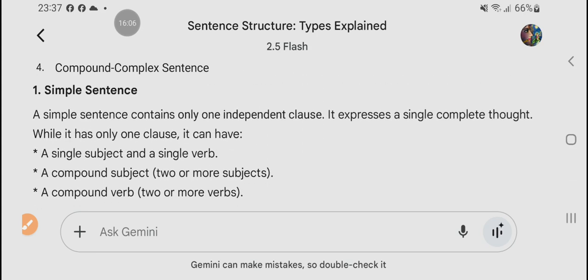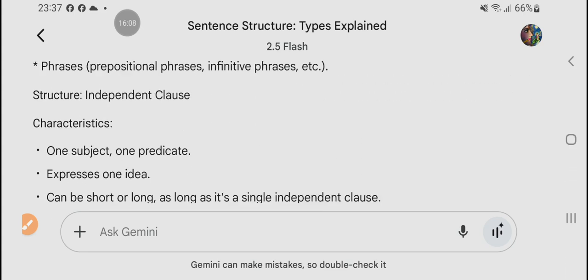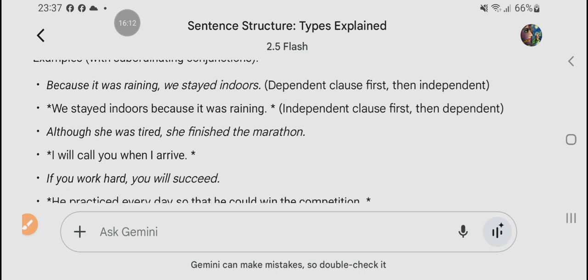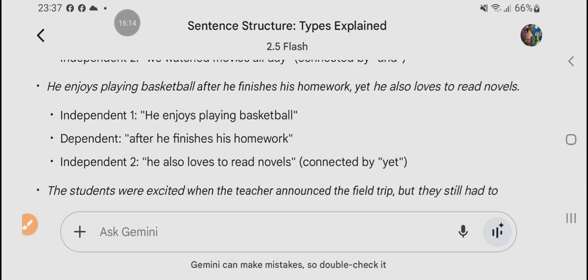Simple sentence, right? Then compound sentence, then complex sentence, and then compound-complex sentence.